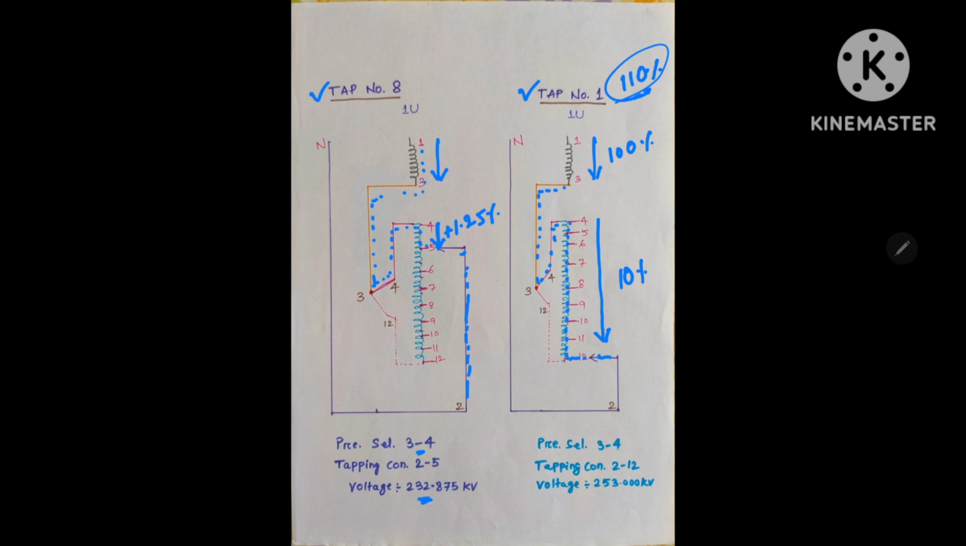Here this pre-selector switch is important. Here the changeover of this connection will happen from 9 to 1 or 9 to 17.